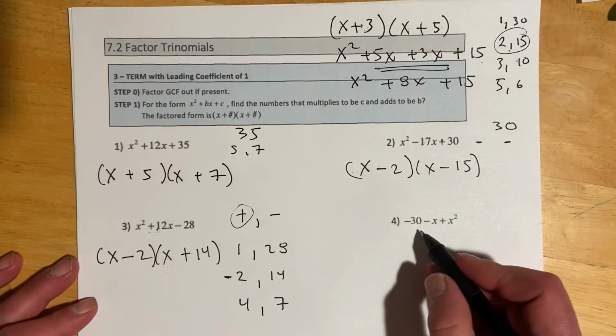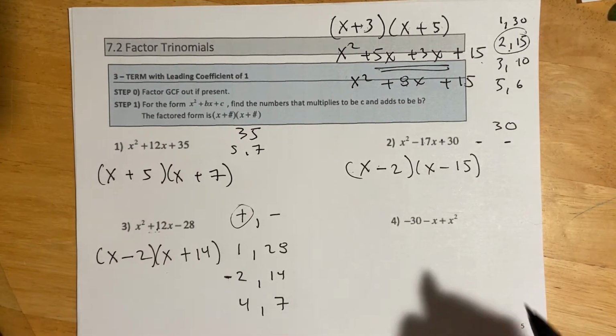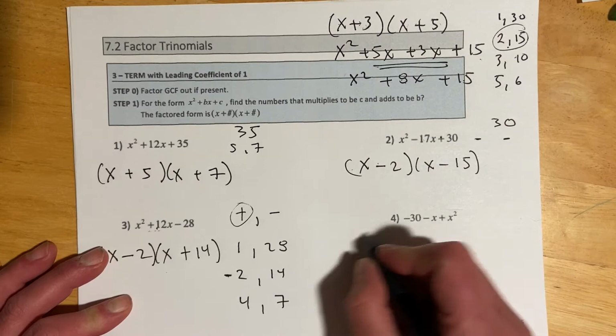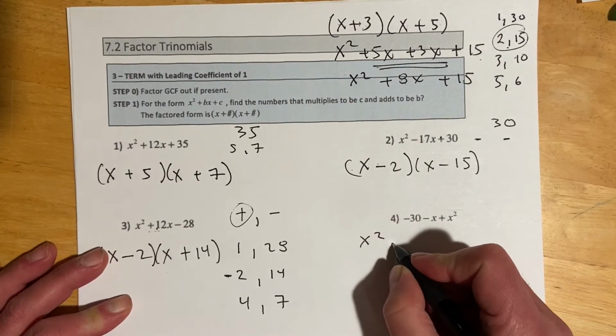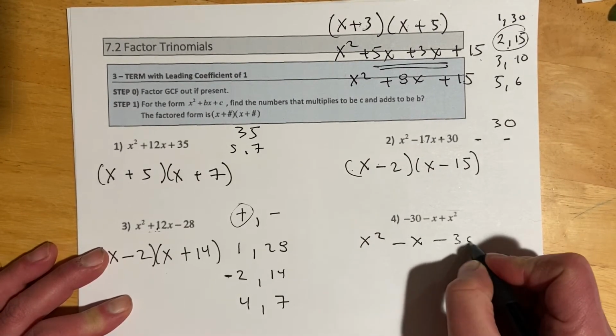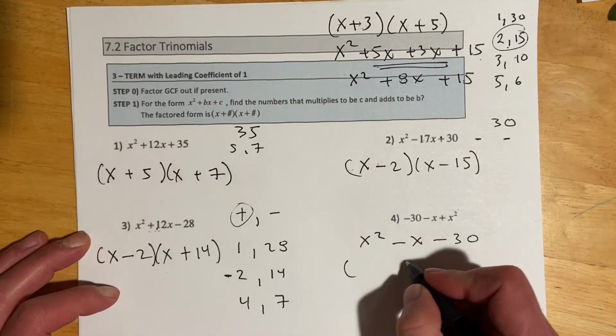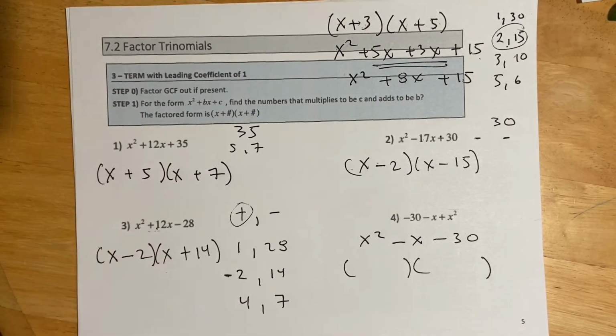This next example, all that happened here was I wrote it backwards. So let me write it in descending order. So that would be x squared and then minus x minus 30. So that's going to be another negative. So we're going to have mixed signs. So a positive and a negative.